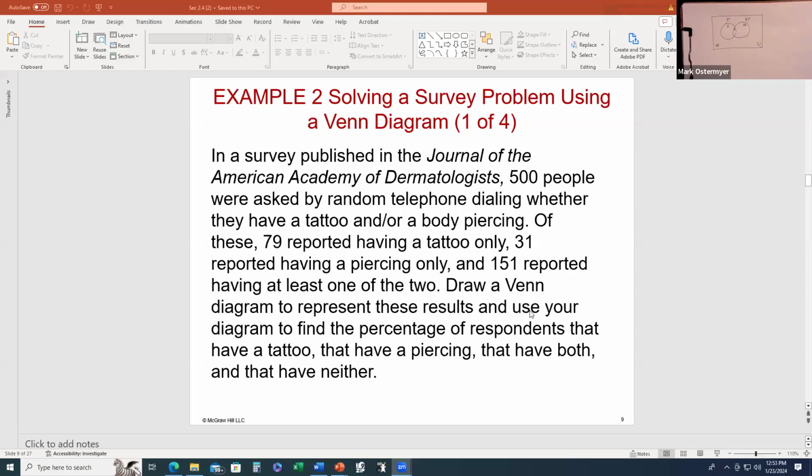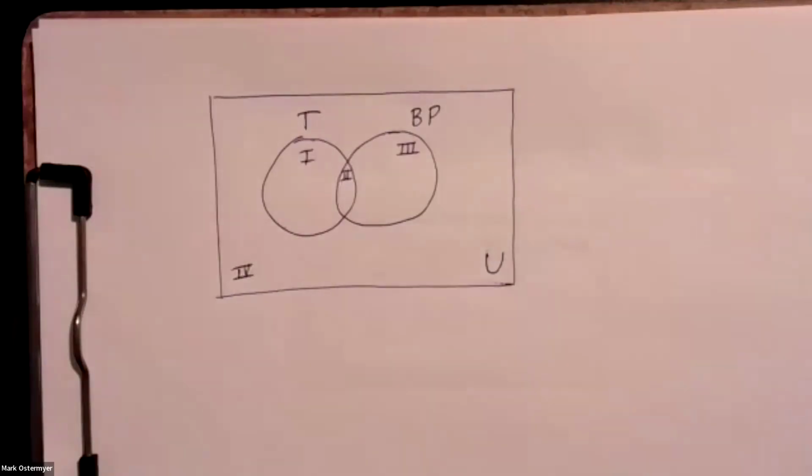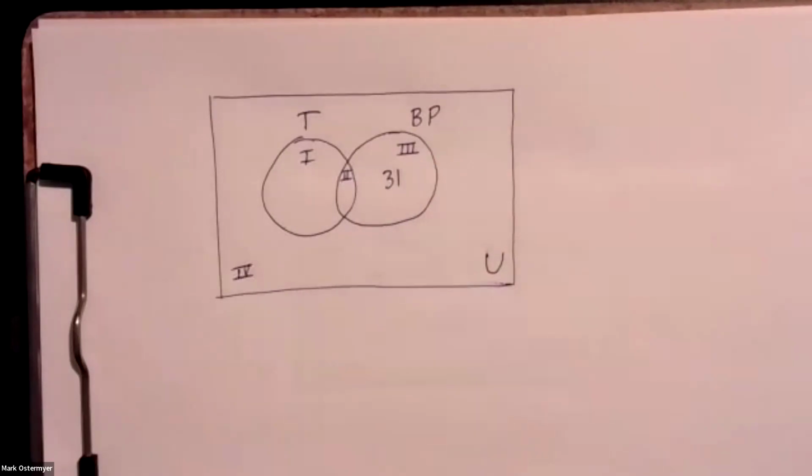It says, well, now wait a minute here. Ladies and gentlemen, normally always try to start with the intersection. But sometimes in a word problem, they don't explicitly indicate what the intersected value is. So sometimes we may have to work around that. It doesn't say how many people of the 500 have both. Do you agree? It's not saying that anywhere in here. So we might have to go a little bit further back in the word problem to begin here. Let's see. It says 31 reported having a piercing only, correct? 31 had a piercing only. So where would I put 31, in what region? Body piercing only. In three. 31 goes in region three, correct? Yes. Only had a body piercing only. So we'll start there.